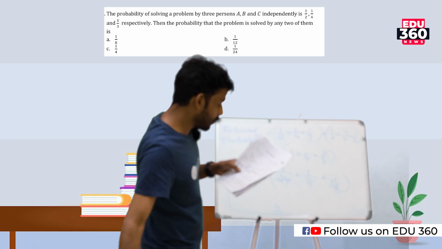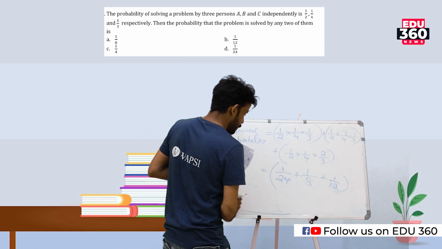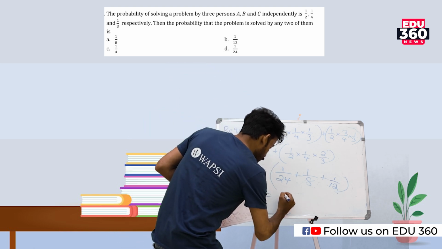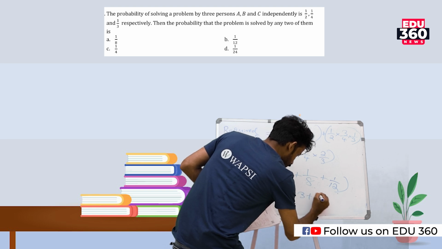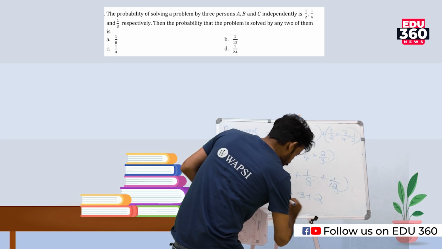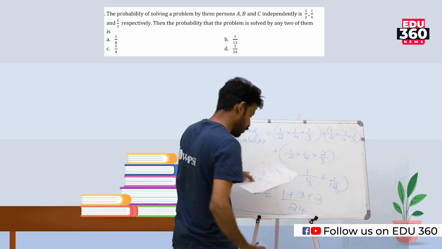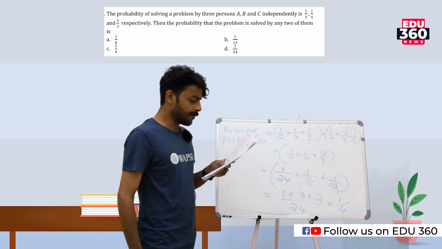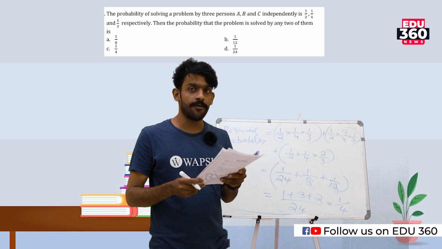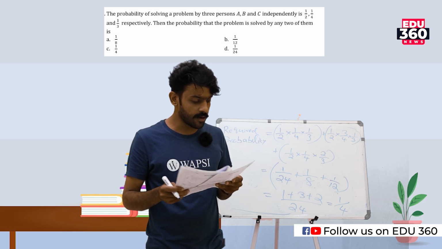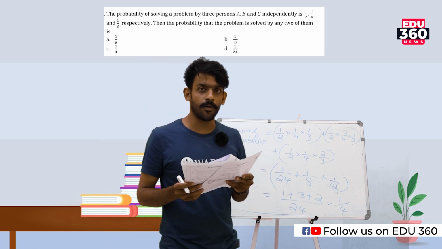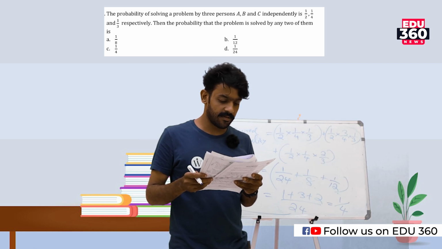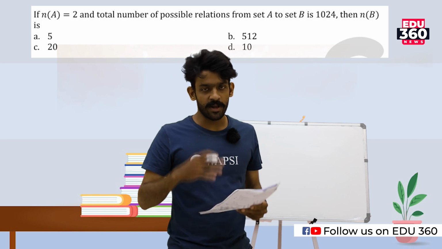On the next step, we can write this as 1 plus 3 plus 2 divided by 24, so that is equal to 1 by 4. So the final answer is 1 by 4 for this question. Again, look at the options. While going through the options, we can see that option C is the correct answer. So my dear students, we can move to the next question.